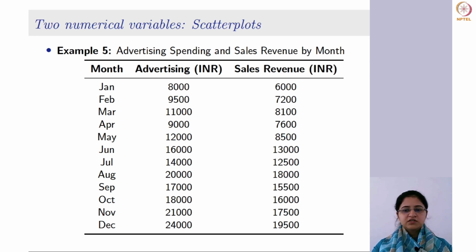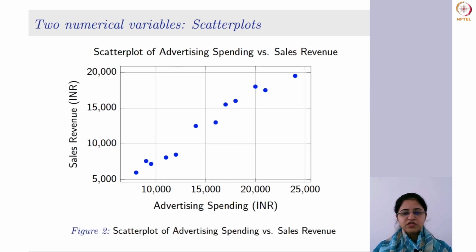Suppose these are the monthly records for the amount spent on advertising and sales revenue by different months. These are the values and you want to investigate the relationship between these two numerical variables. So what you can do is draw a scatter plot where on the x-axis you keep one variable, advertising, and the other one is your sales revenue. And corresponding to each observation, you mark a dot over here.